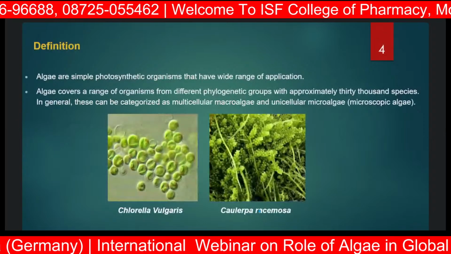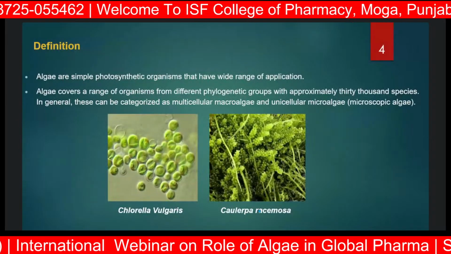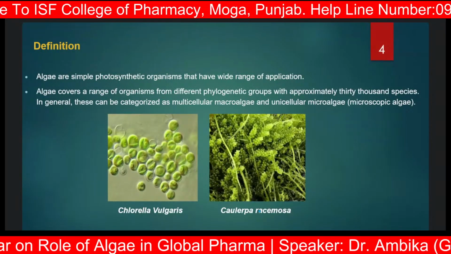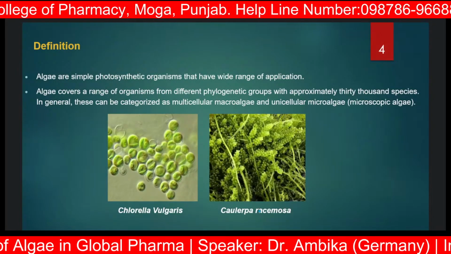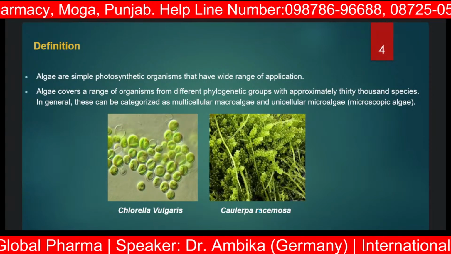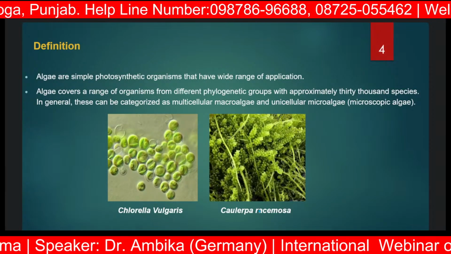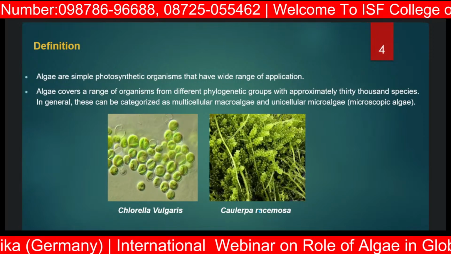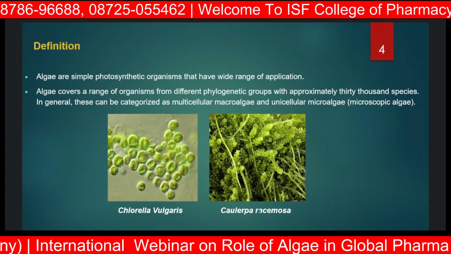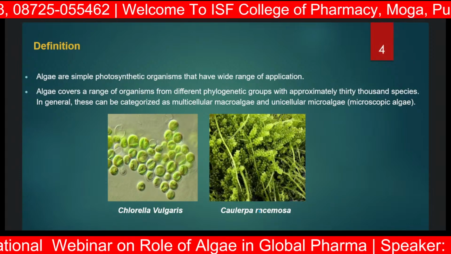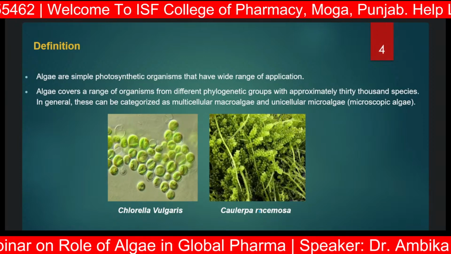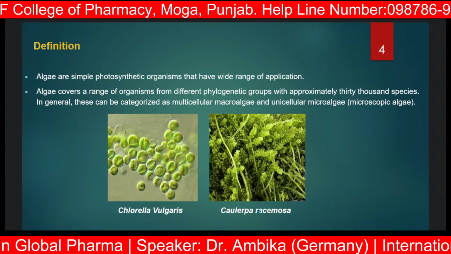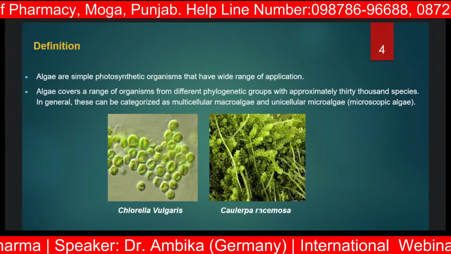So let's have a brief note on algae. Algae are very simple photosynthetic organisms that have a wide range of applications. This phylogenetic group of algae has more than 30,000 species in general, but these can be categorized as multicellular macroalgae and unicellular microalgae. Here on the left side, you can see Chlorella vulgaris, which is a microalga, a unicellular microscopic alga. On the right side, you can see Caulerpa racemosa, which is a macroalga, which is multicellular, and we also call it seaweed.